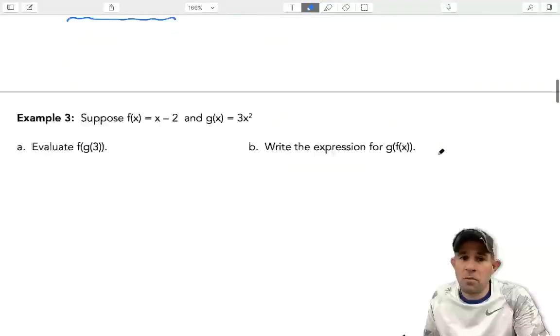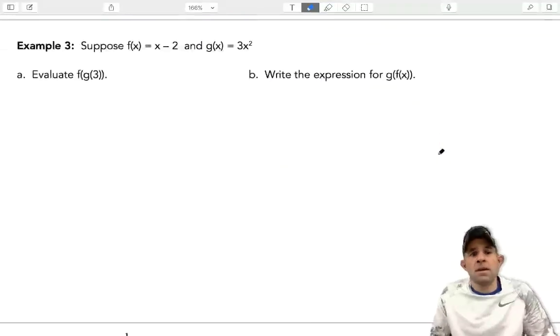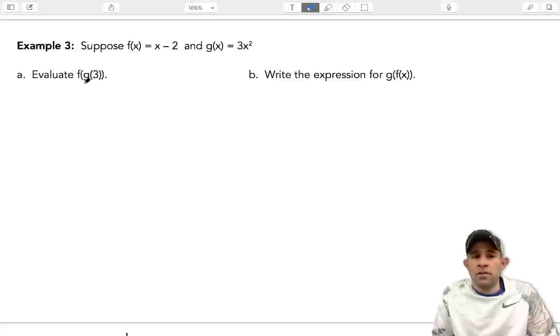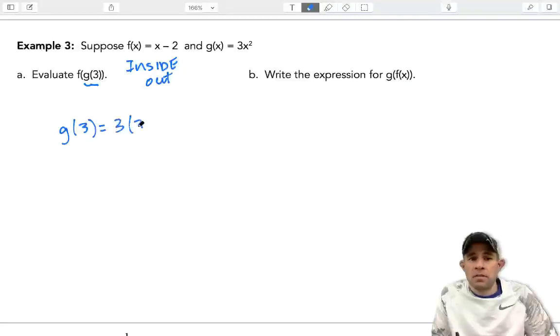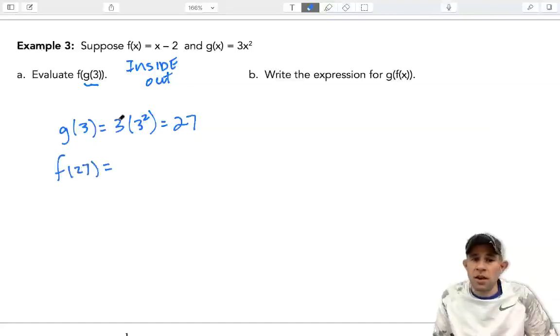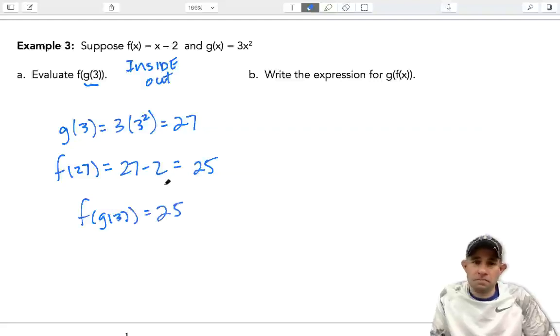All right, let's get a little bit more practice with this because this can be tricky. Evaluate f of g of 3, so now we're going back to evaluating an actual number. We're going to work our way inside out. So we're going to evaluate g of 3 first. So g of 3 is 3 times 3 squared, which results in 27. And then we're going to take that 27 and put it into our function for f. So that's 27 minus 2, which is 25. So f of g of 3 is equal to 25.